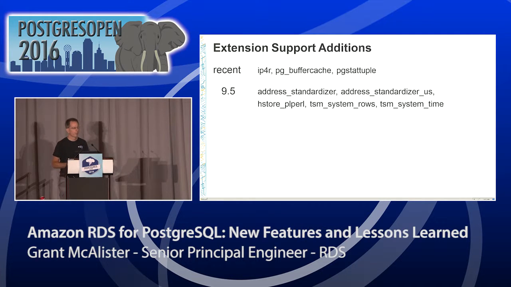One of the things that we've done with the recent releases is to add more support for extensions: IPv4, pg_buffercache, and pg_stattuple. The last two are really quite critical. We got a lot of feedback from our customers that said, look, to manage large databases, I need to be able to see what's in my buffer. I need to be able to examine how I'm doing on my shared buffer setting. And we'll talk a little bit more about that later.